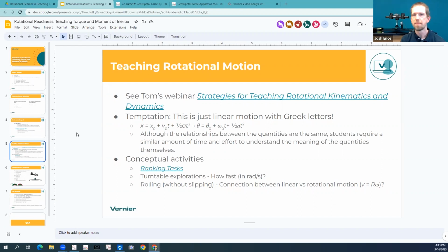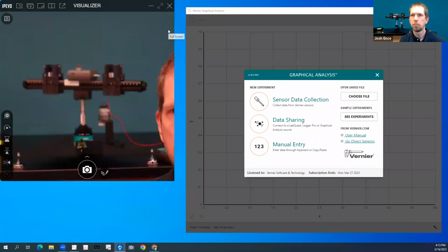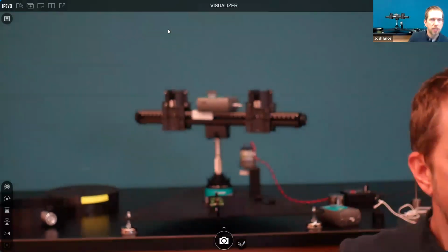So those are the things I would typically talk about, conceptually, before we got into too much math and equations and the relationships. I'm going to change gears now for a little bit, and talk about our centripetal force apparatus. I'm going to make this small and make this big so that we can see this.